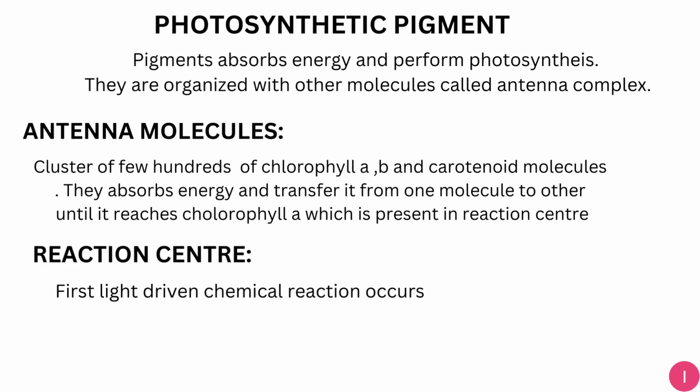So what is the location of chlorophyll A in the leaves of the plant? It is present in the reaction center. Now the question is, what is the reaction center? It is the center in which the light driven chemical reaction occurs, where photosynthesis occurs. So our photosystem, where photosynthesis occurs, is divided into two parts. One is the antenna complex or antenna molecules and the second is the reaction center. We have already discussed this.